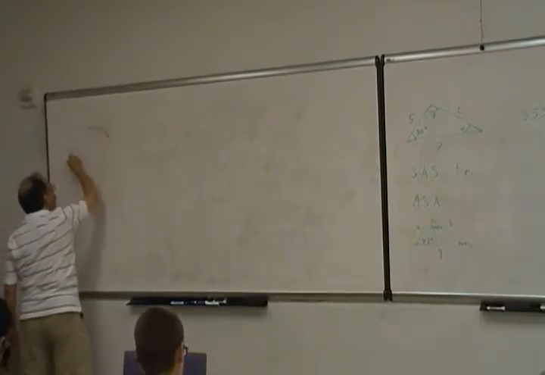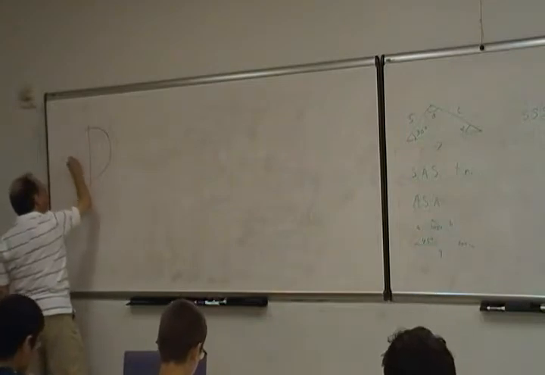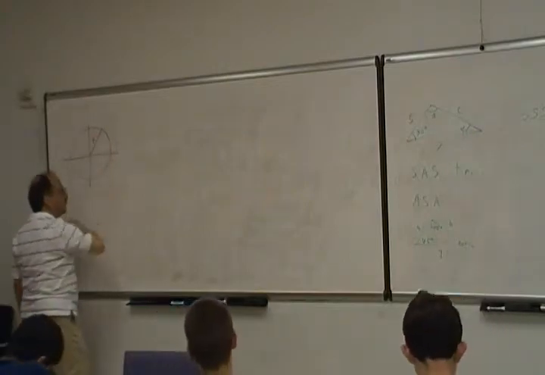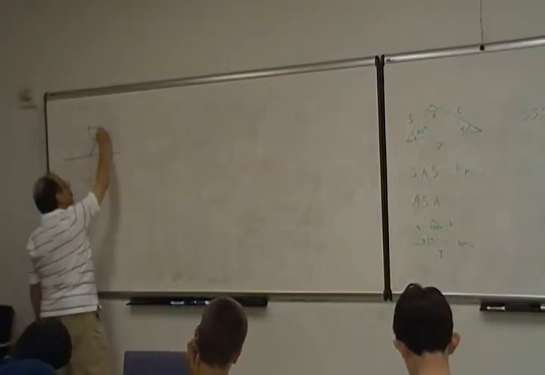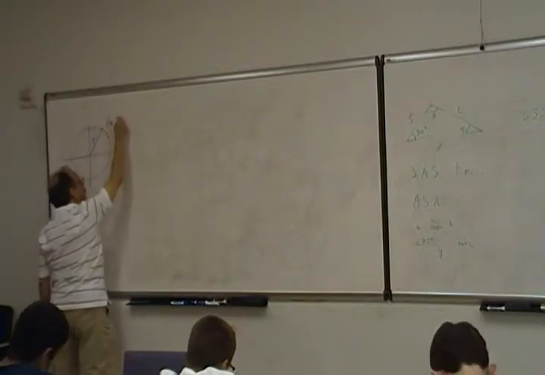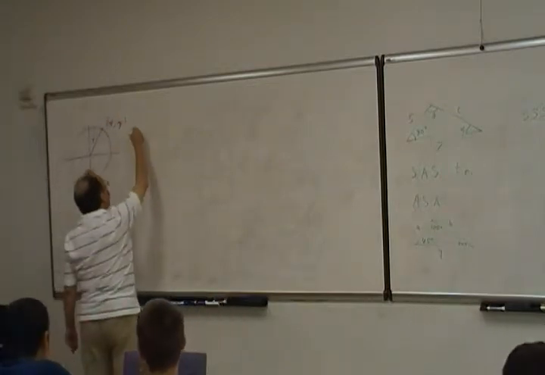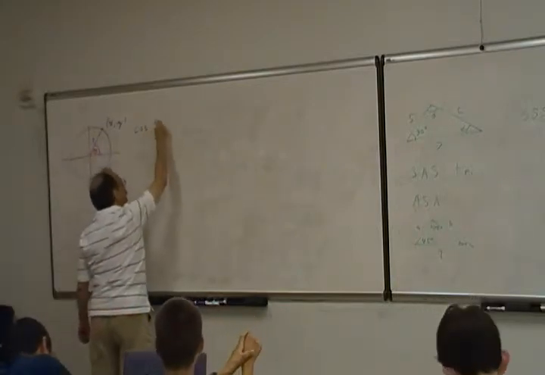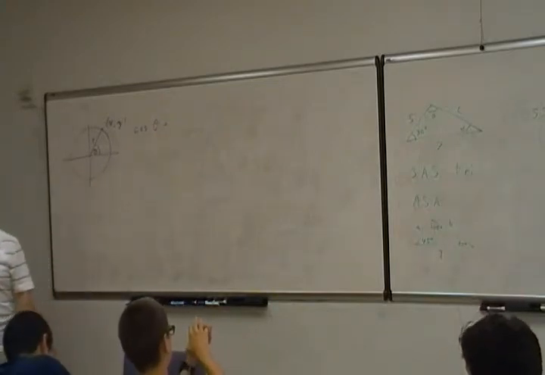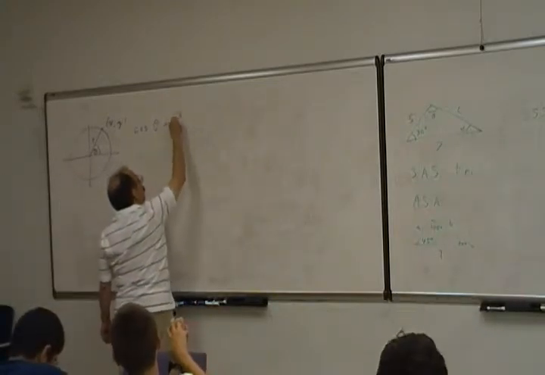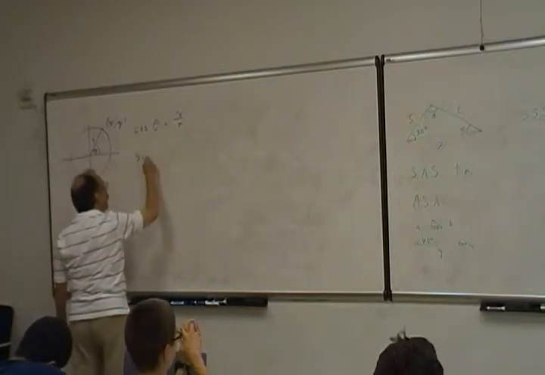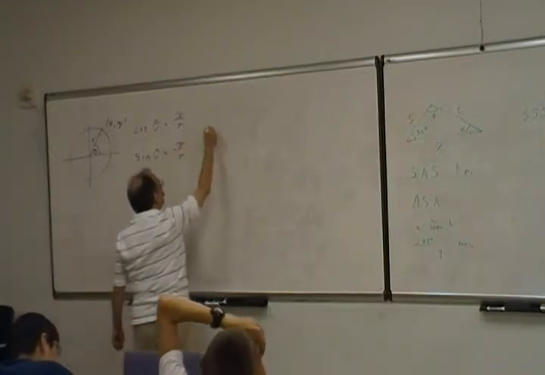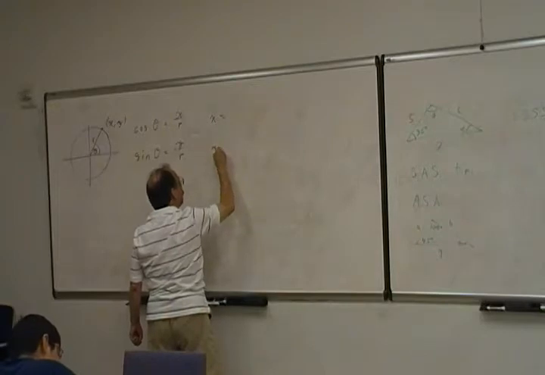Here is a circle. Here are the axes. Here is a radial line of length r, the radius of the circle. The coordinates of this point are x and y. So the cosine of this angle theta is what? X over r. And the sine of theta is what? Y over r.